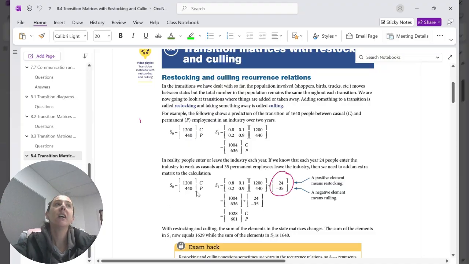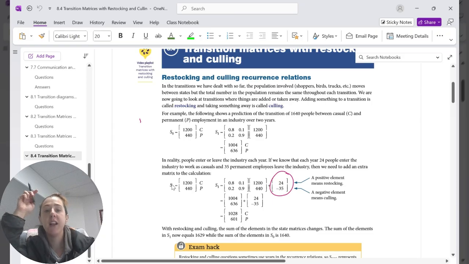Now, it is very unlikely that, for example, in the workforce, you are going to have the same number of people remain in that organization forever with no one leaving or joining. It just doesn't reflect real life. So we have to show this in our matrix calculations. So we know that every year 24 people enter the industry to work as casual. So we've got those people reflected here.